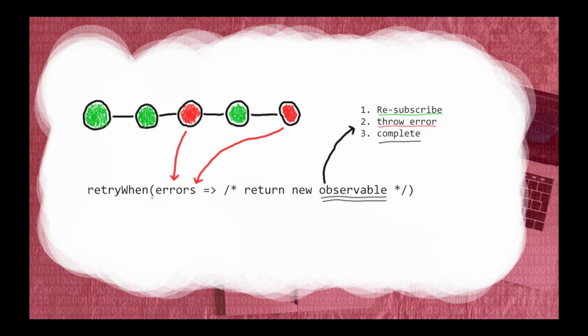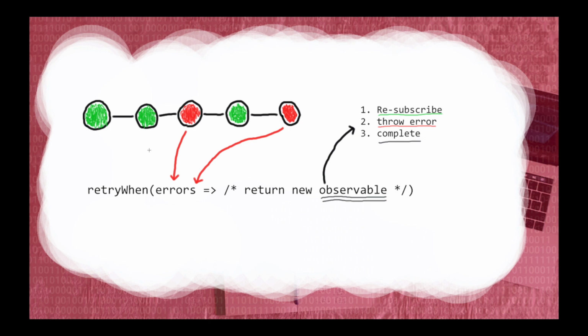So let's say we have some observable and we have some different operators applied to it, and we also have the retryWhen operator applied to it. If the values come in and there is no error, retryWhen does nothing. It just mirrors these values and sends them to the subscribers. And yeah, that's just how it works.